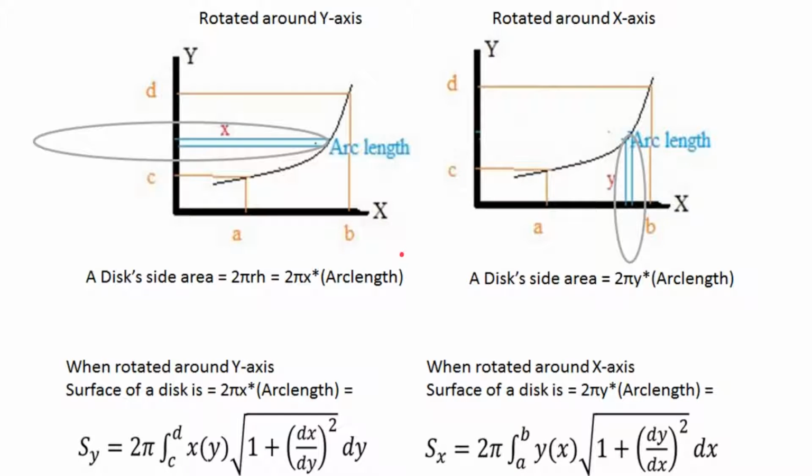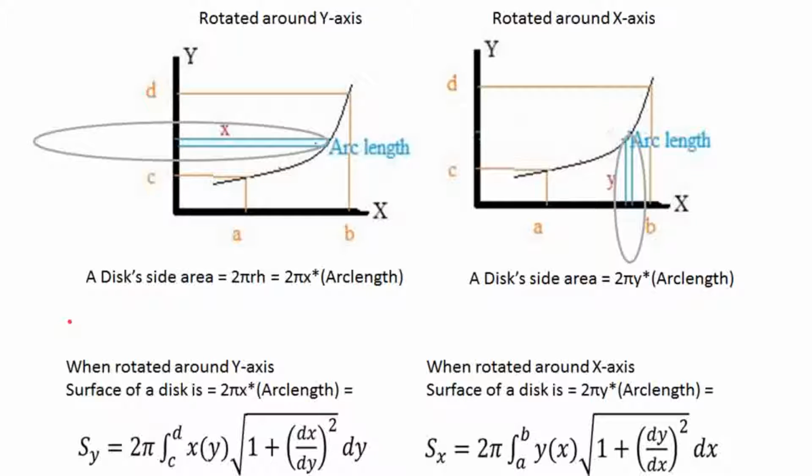Let's take a look at surface area. As we all know, there are two situations for surface area, which are around the y-axis or around the x-axis. No matter how we rotate it, the first thing we should do is take a sigma. When we rotate it, it becomes a circle. As we all know, the formula for the disk side area is 2 pi rh. When we rotate the sigma, r equals x and the height becomes the arc length.